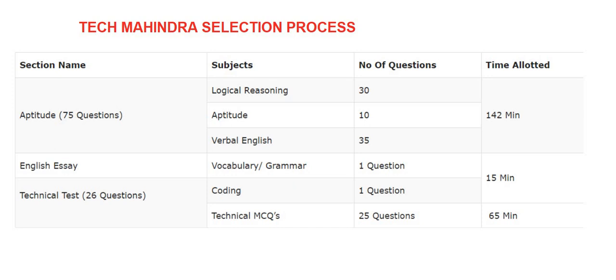The first round is the aptitude and English essay story. Next is the technical assessment. Third stage is the communication round. Fourth stage is the technical interview, and at last the HR interview.